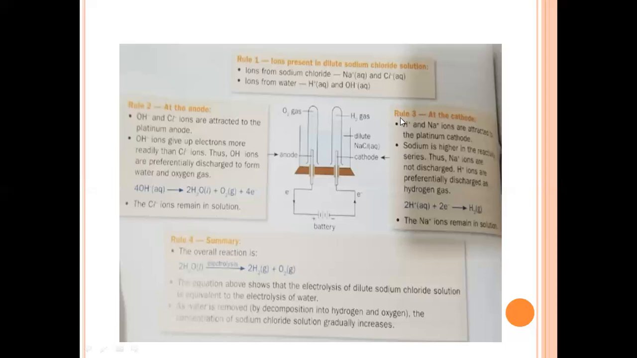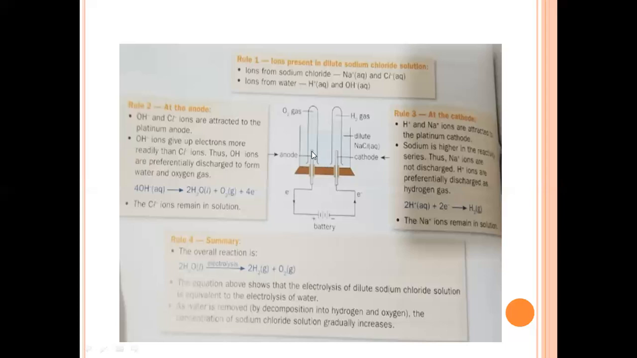Now, rule number 3. What happened at the cathode? We know that there are two cations, H positive and sodium positive ion. In these both, we know which is present lower in our reactivity series. Yes, hydrogen ion is present lower in the reactivity series, so it is preferable that hydrogen goes to the cathode and gains the electron.